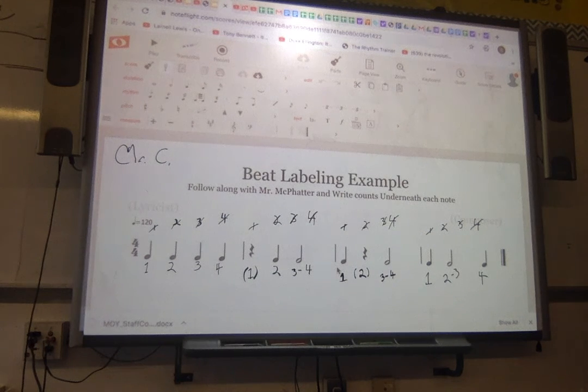So, now that we have finished, you have successfully done your first example of writing counts under our music, called labeling music. Give yourselves a hand.